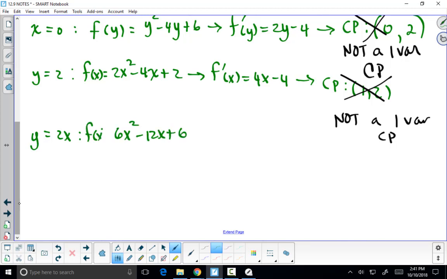That is a function of one variable. So the surface values on that diagonal edge are given by this. Let's see if there's any critical points there, any one-variable critical points. 12x minus 12, x equals 1. So a potential critical point would be 1, 2.